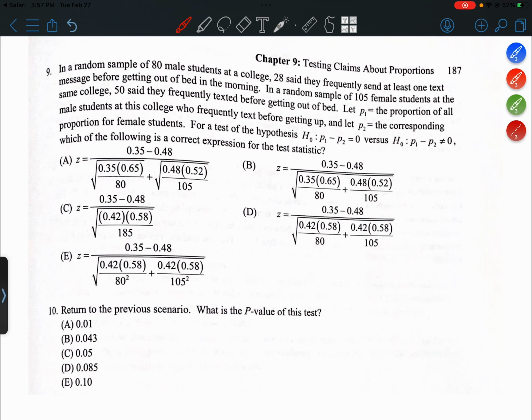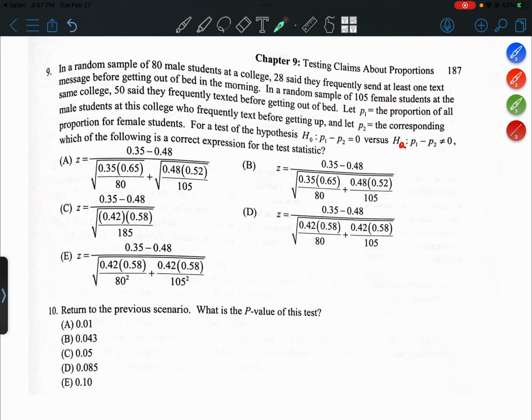Okay. For a test of the hypothesis H0, P1 minus P2 equals 0, so this is saying there's no difference between the groups, versus H0, I think that must be a typo, this should say HA, P1 minus P2 is not equal to 0, so that's equivalent of saying that there is a difference in the proportions of these two groups. Which of the following is a correct expression for the test statistic?